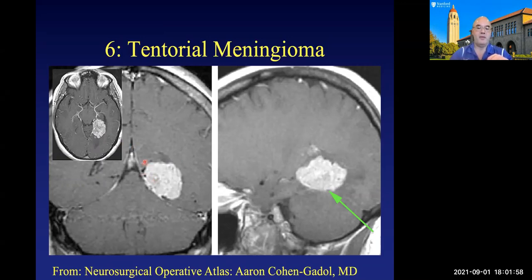The treatment for tentorial meningiomas depends largely upon the size of the tumor. This tumor here, it looks like it's causing a little bit of edema or swelling in the brain, it's pushing on the brain. And so this tumor is getting to the point where we would start to lean towards surgical resection versus radiation. But smaller tentorial meningiomas can be treated with radiation.